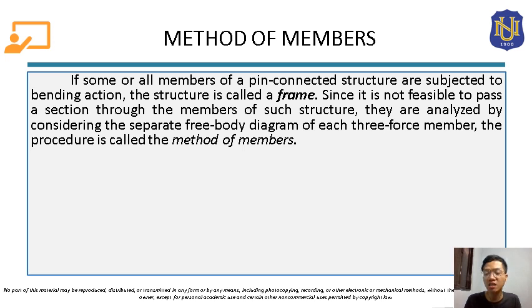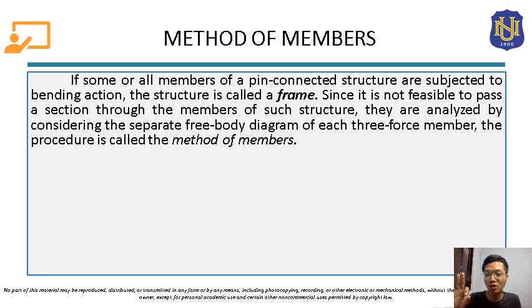But here in frames, if we cut a frame into sections, we will see that the cut members will not just give us an axial force, a single force. In fact, if we cut a member of a frame, there will be three forces that we can see: a horizontal force, a vertical force, and a moment.